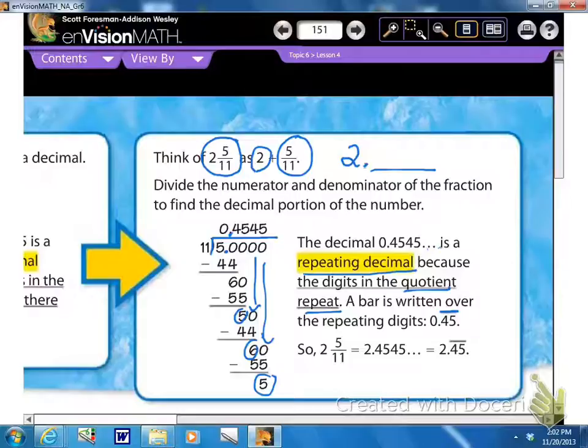So 2 and 5/11 is equal to the decimal 2.454545, which would continue and continue and continue. So we would write it as 2 point, with your decimal there, 45 with that bar above those two numbers that repeat. So 2.45 with the bar over the 45.